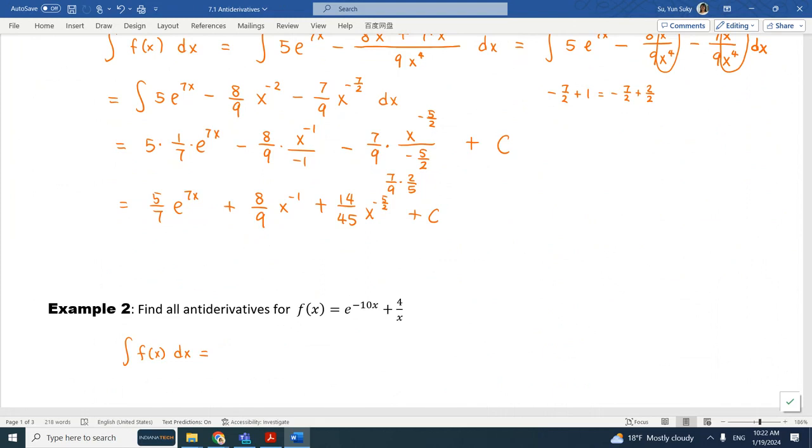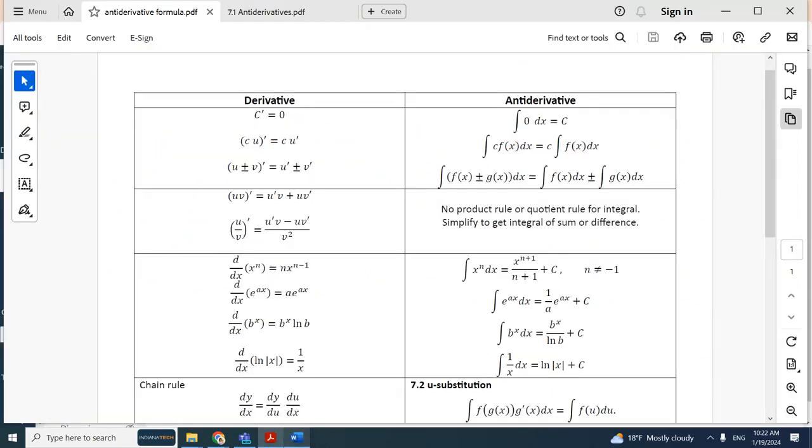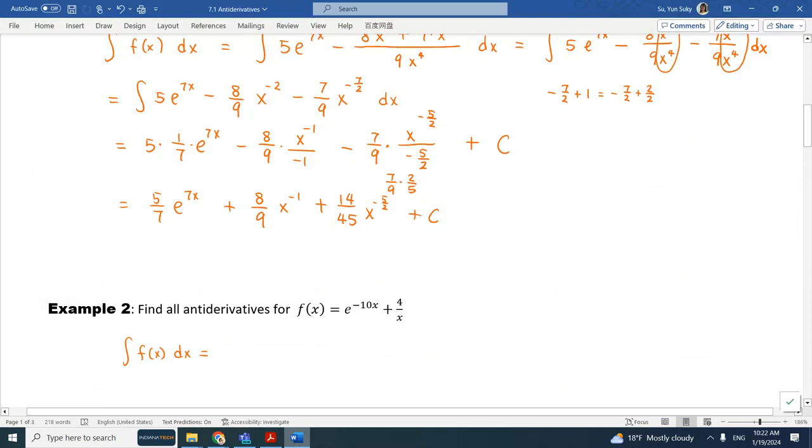Let's see. The first term, e to the negative 10x. Which formula do we use? Which one? The exponential function. And we have e to the negative 10x. The a is like negative 10, right? So that's why we have 1 over negative 10 e to the negative 10x.